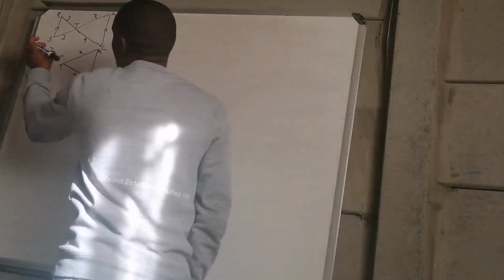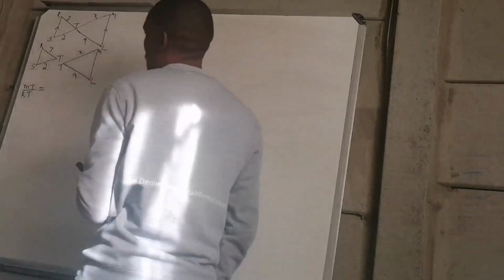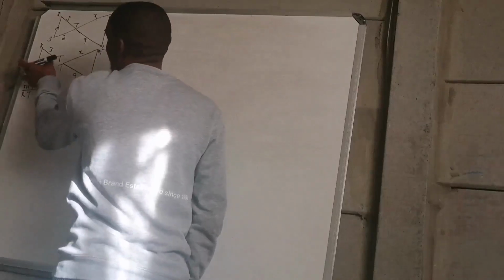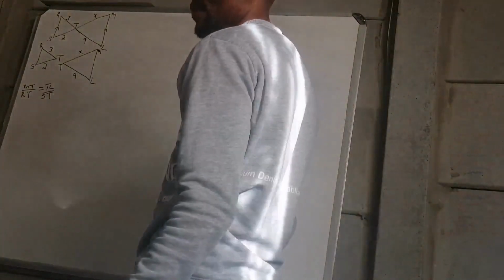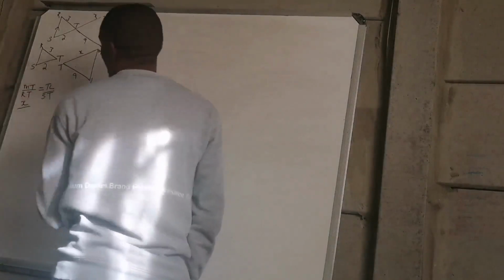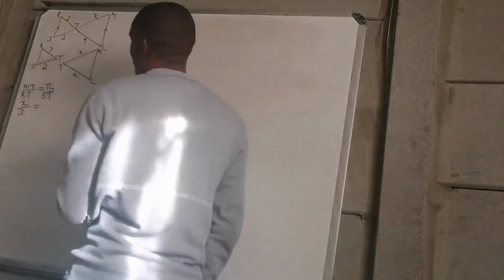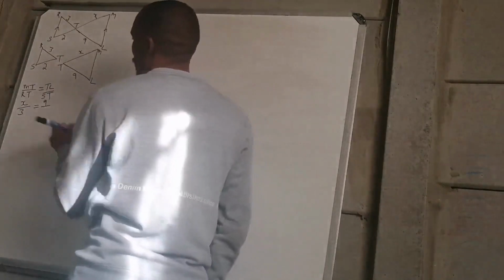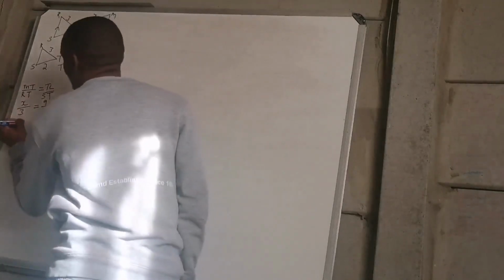This side is similar to the side RT, so we divide by RT. This is equal to the side TL divided by the side ST. MT is X, RT is 3, TL is 9, ST is 2. Then from here I can multiply both sides by 3.